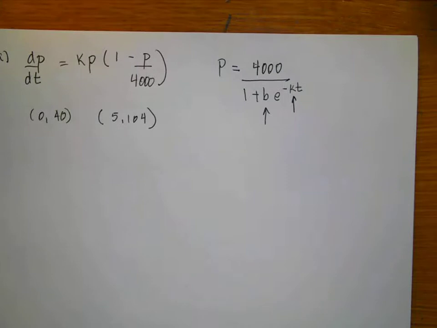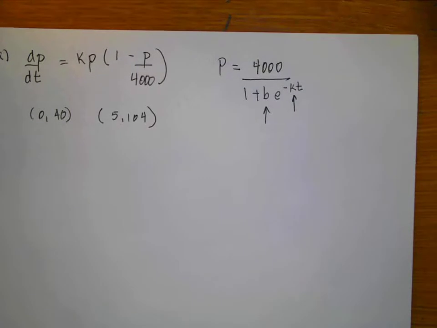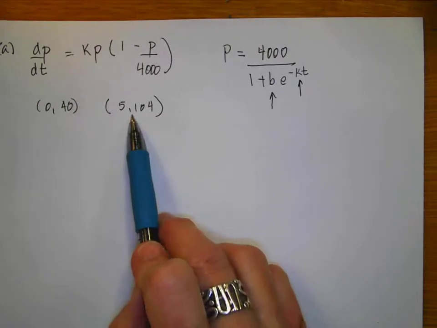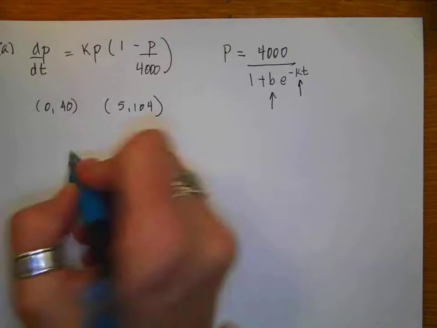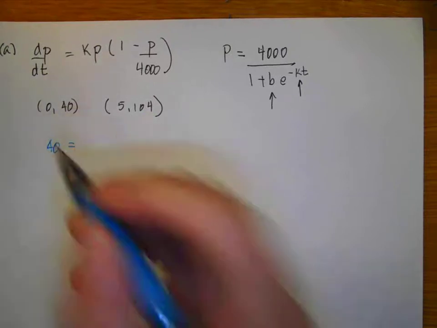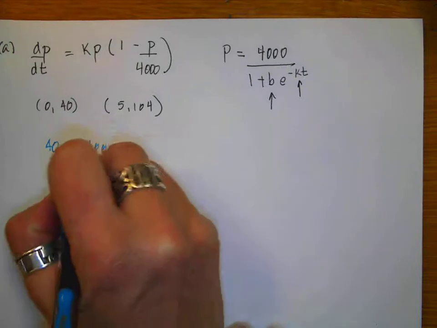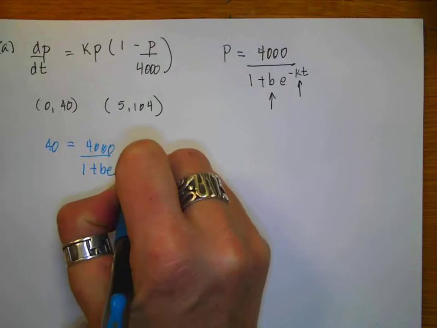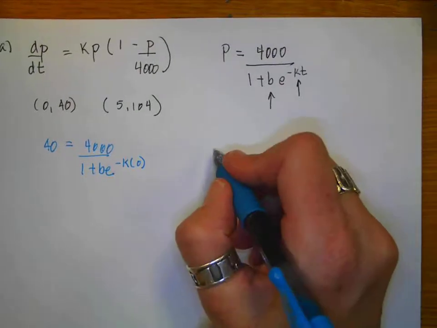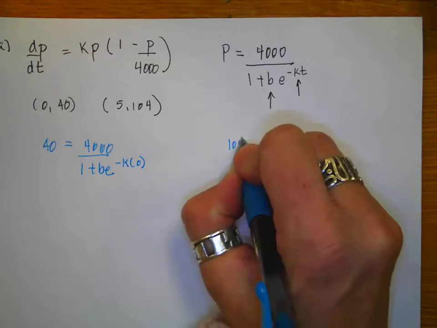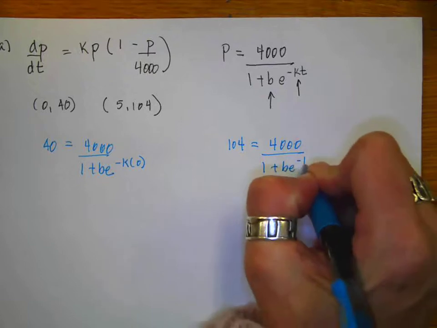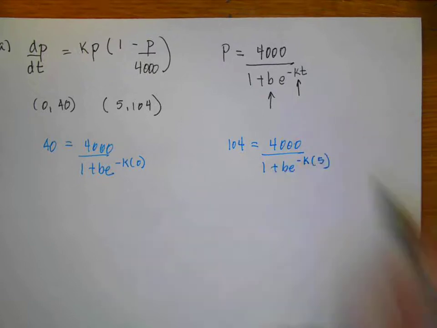And we actually did this very problem in pre-calc, not this exact problem, but doing this method. So I have two variables, and I have two sets of data, so I can write two equations. So I'm going to write that 40 is equal to 4,123 over 1 plus b e to the negative k times 0. And I'm going to write a second equation, 104 is equal to 4,000 over 1 plus b e to the negative k, and then my x value is 5.